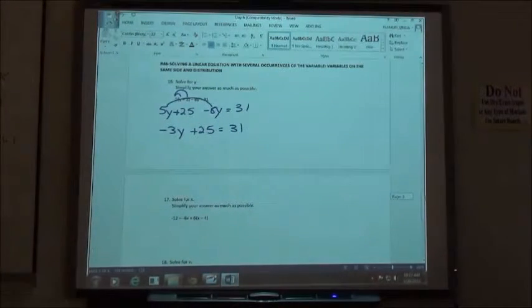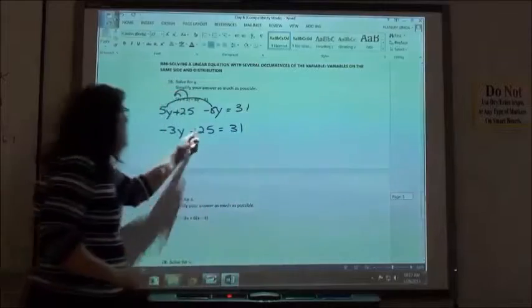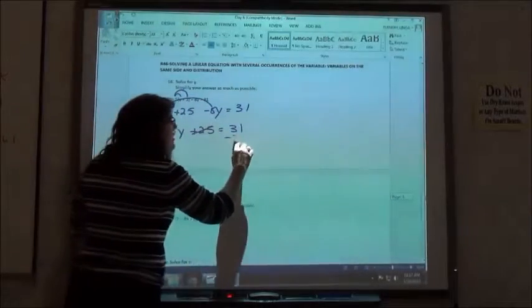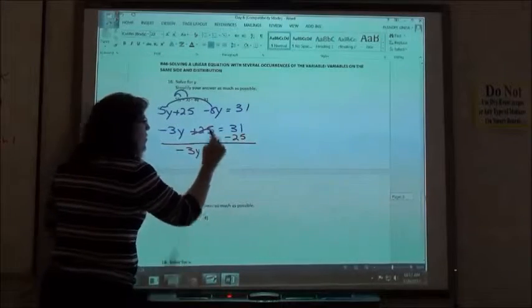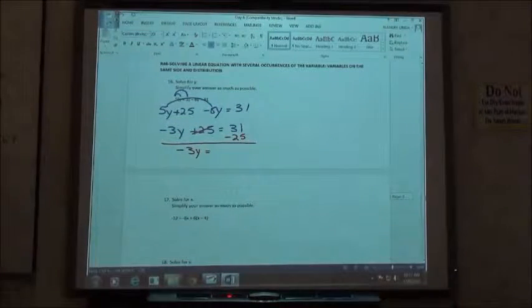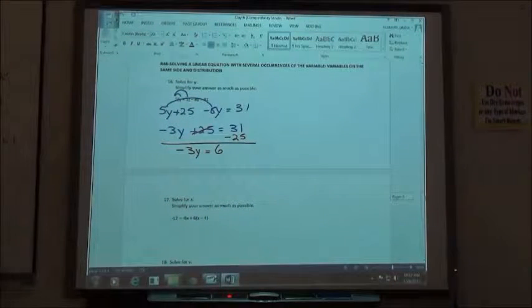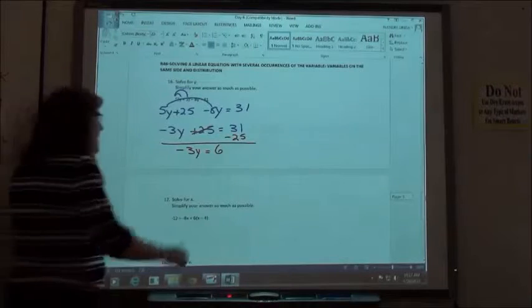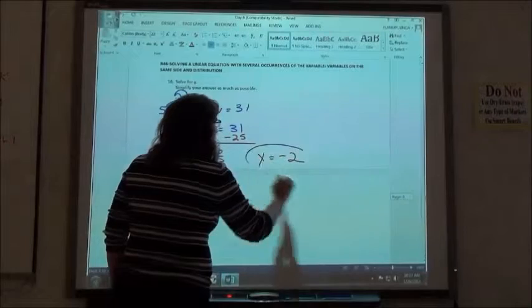Now you should have problems that look like the previous ones where we're going to move our number first and then divide by our coefficient. So I have a plus 25. I'm going to minus my 25 to move it over. Negative 3y would equal 31 minus 25 is 6, right? And then I'm going to divide by that negative 3. So y is going to equal negative 2 for my answer.